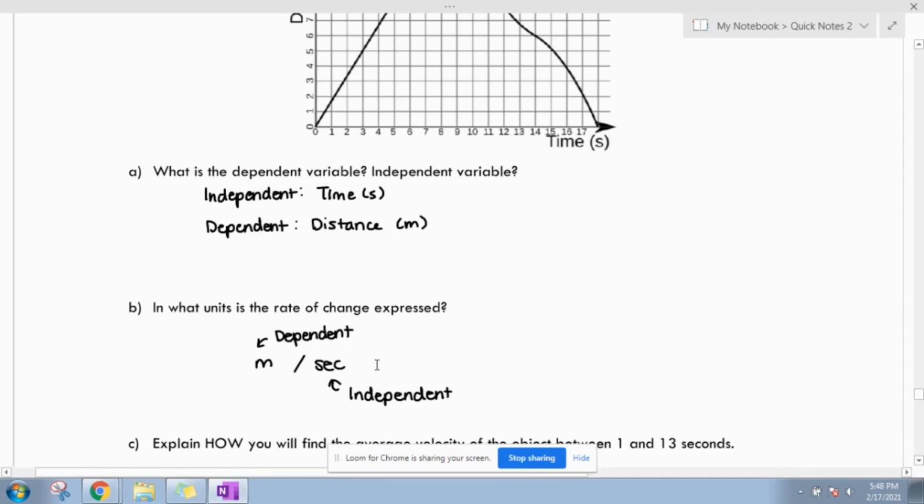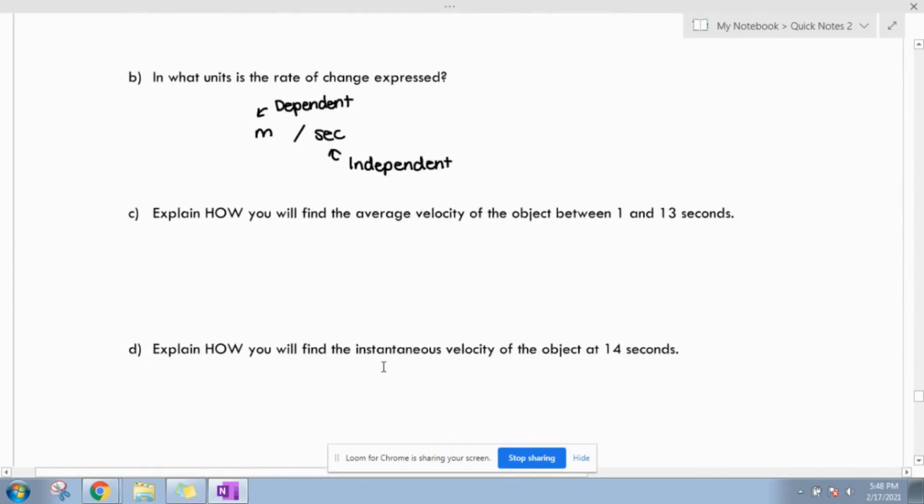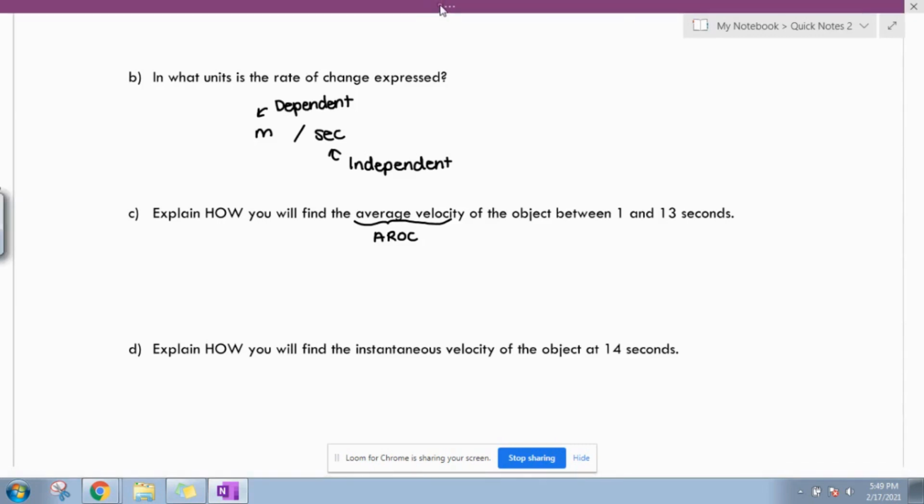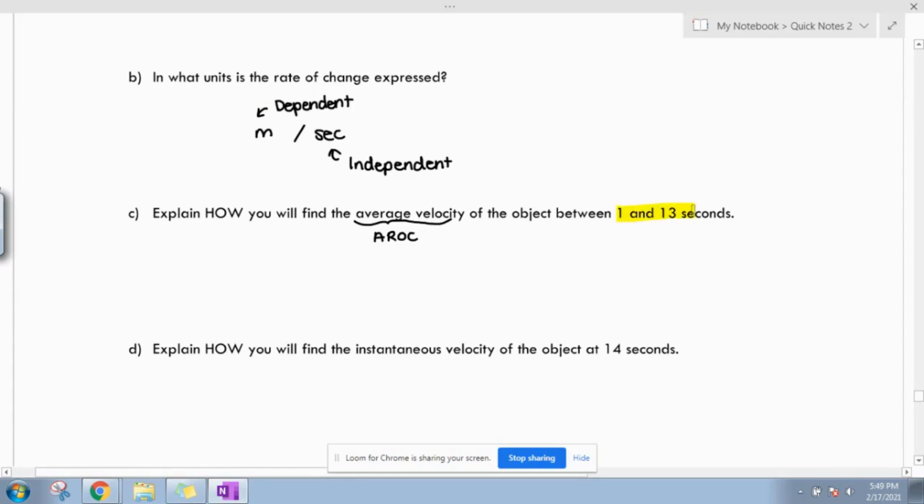Let's take a look at C now. So for question C, it says, explain how you would find the average velocity of an object between 1 and 13 seconds. Now, the word gives it away a little bit, average velocity. This is essentially asking you to find the average rate of change. Now, if you're questioning, miss, let's say you didn't put in the word average there. How would I know that I'm looking for average rate of change? The other dead giveaway is that I'm giving you a time interval between 1 and 13 seconds. If ever I ask you to find the rate of change and I give you a time interval, so between one time and another, then you're finding average rate of change for me.